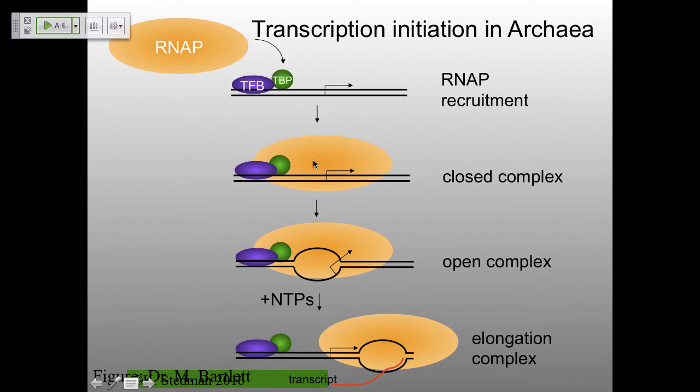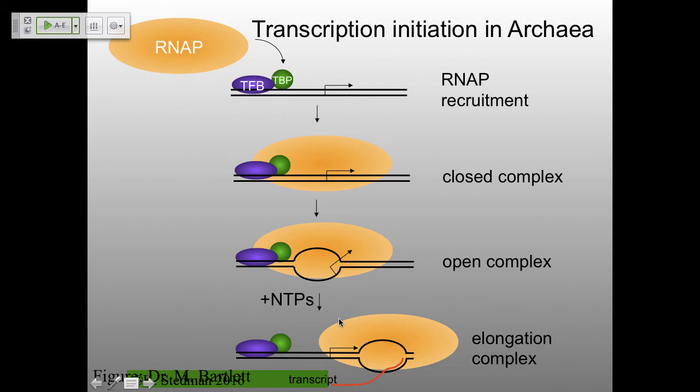You have a closed complex where both the strands are together, then an open complex. You don't require an extra helicase for this, so it's a lot more like the bacterial RNA polymerase. And then you have abortive initiation, just like you would normally have in all the other polymerase systems, and then a change into this elongation complex.